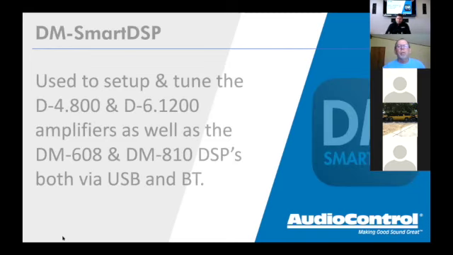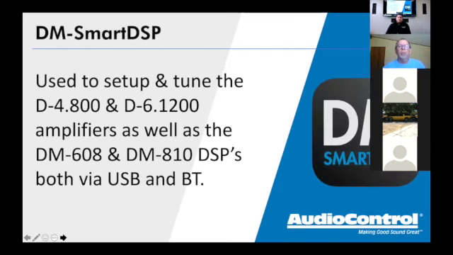And then the other one that we're going to talk about is the DM Smart DSP app. Again, for those of you that aren't familiar, this is used to set up and tune all of our D-series products. So our D4.800 multi-channel amp, D6.1200 6-channel amplifier, and then the DM608 and DM810 DSPs. That app is going to be used to set up, tune, control, whatever you want to say, for all of those products.